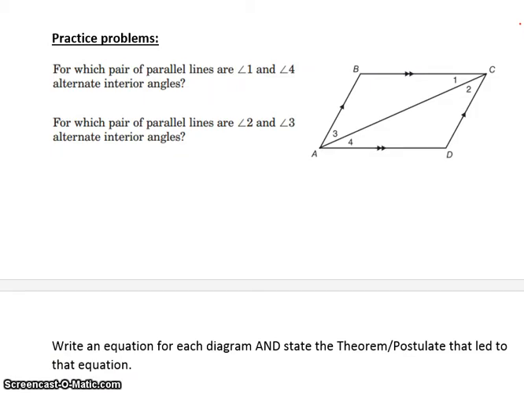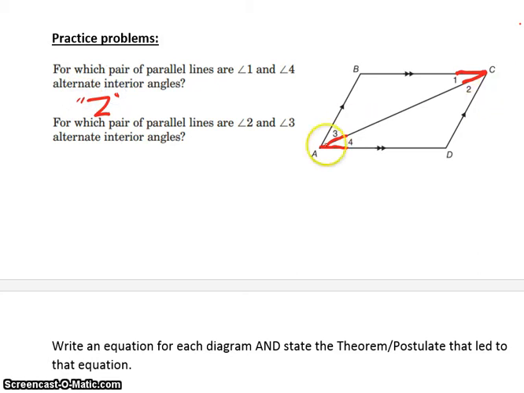Now let's do a couple practice problems. For the first one, it asks us to look at angle 1 and angle 4. Like I was telling you yesterday, highlight those angles because sometimes it's easier to see those angles highlighted together to see what kind of pair they are. And it asks us to decide what parallel lines make angle 1 and angle 4 alternate interior angles. And remember that we said AIA angles make the Z.